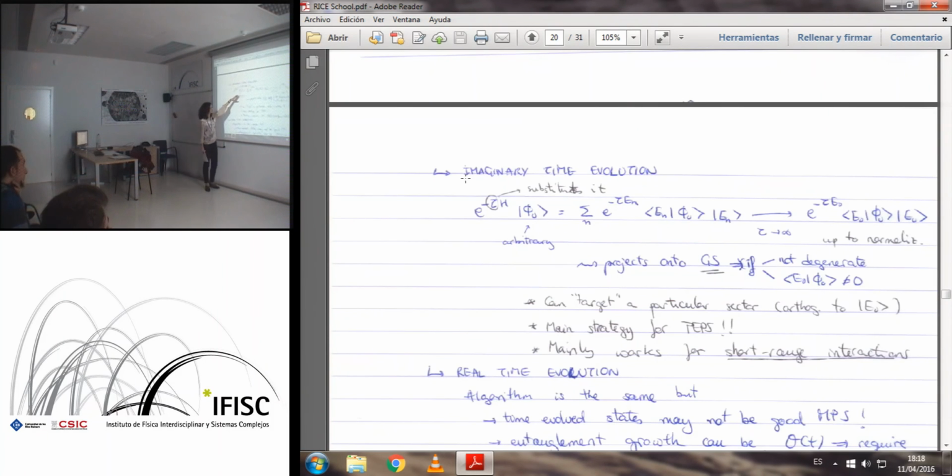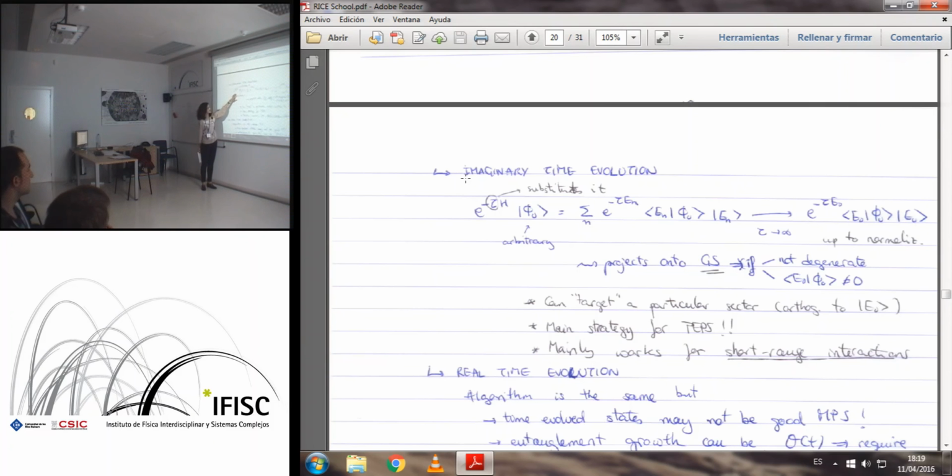So you start on any arbitrary state. This doesn't depend on tensor networks. It's not a technique of tensor networks. Actually, it's used in other fields. It's used, for instance, in lattice QCD. Okay, and the idea is very simple. You take an arbitrary state, you decompose it in the eigenbasis of the Hamiltonian. So it has some component in each eigenstate.